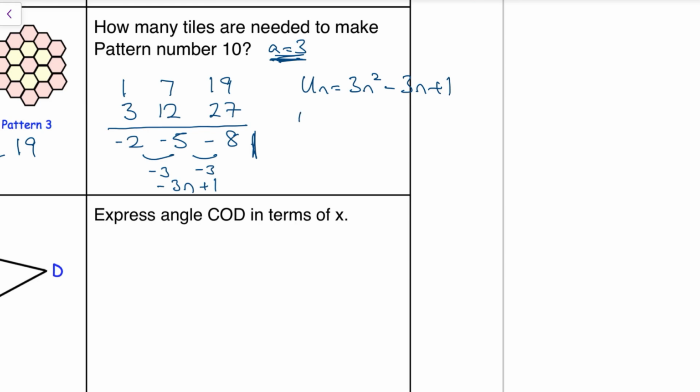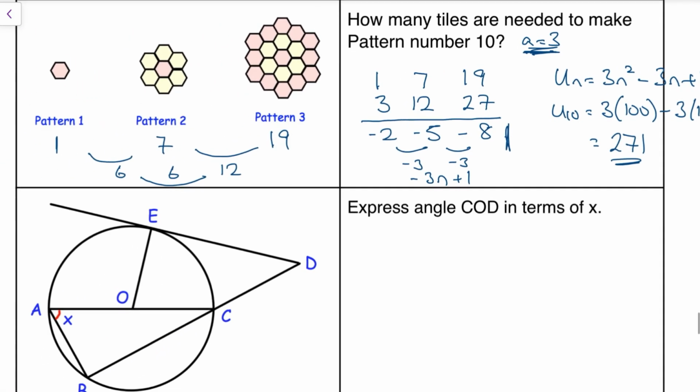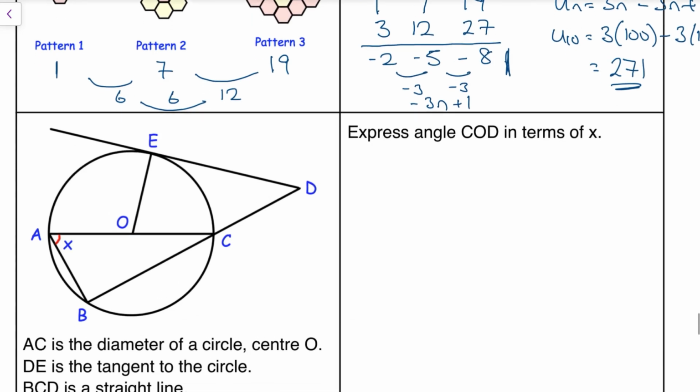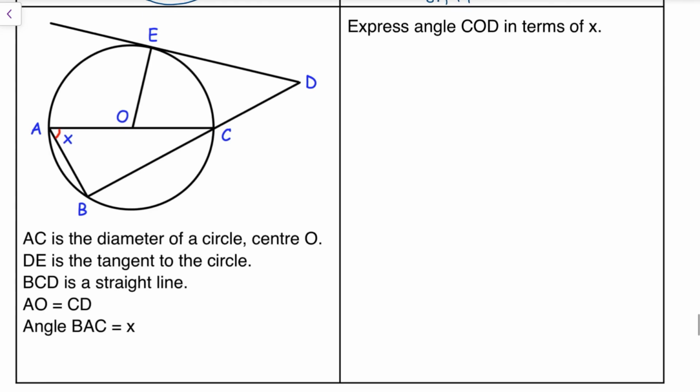And I want to work out the 10th term, so u10 is going to be 3 times 10 squared, which is 100, minus 3 times 10, which is 30, plus 1, which is going to give me 300, minus 30, which is 270, plus 1, which is going to give me 271. Nice question. Again, a bit of an assumption that I do feel a little bit uncomfortable with, but it's only a sort of practice textbook question, so that's okay.